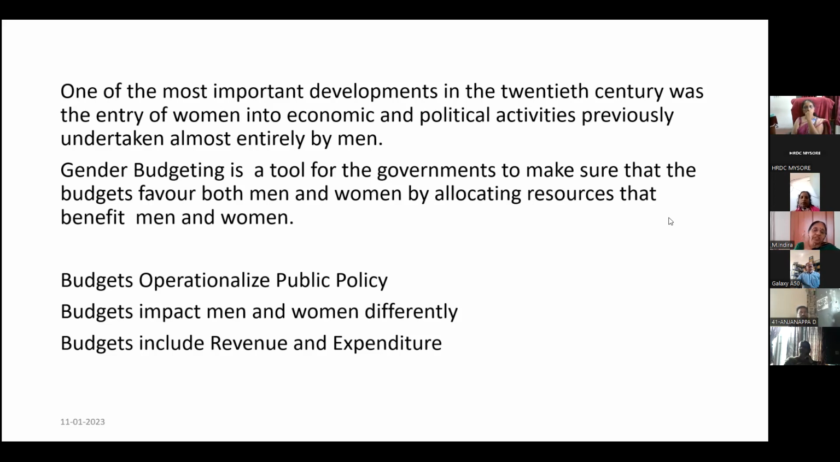And the third one is that budgets include revenue and expenditure. As I told you, when we are looking at budgets, we should look at both how money is raised and how money is spent. In the process of raising money, whether men are affected, women are affected, or all are equally affected. Similarly, in the process of spending money, whether men are benefited, women are benefited, or equally benefited. So only two things: raising money, spending money.